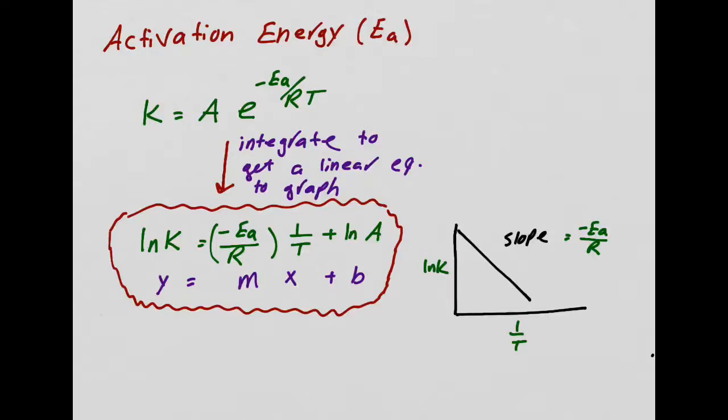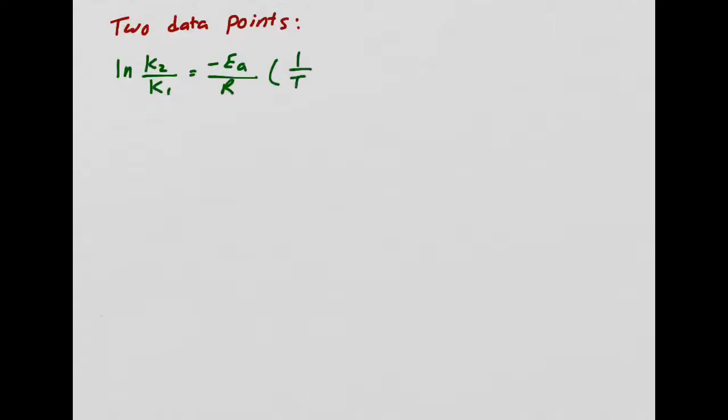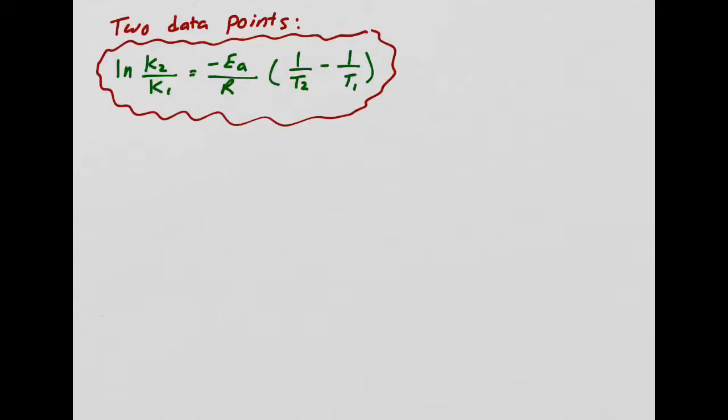Now, there is one more thing I want to go over with activation energy, and that is, what if you have two data points? If you have two data points, then it would be ln of k2 over k1 equals minus activation energy over R times 1 over T2 minus 1 over T1. So if you have two data points, this would be the equation. And I want you to circle this one too, because you gotta know this equation also. You use this when you have two data points you're trying to compare. So far, so good?